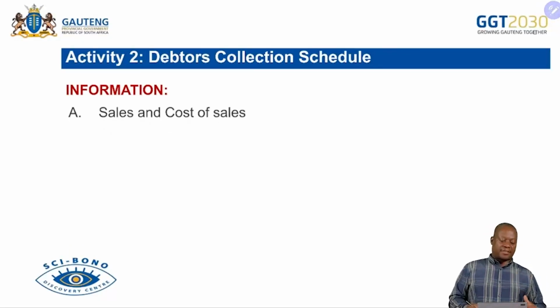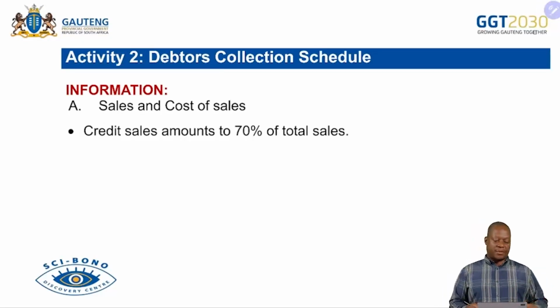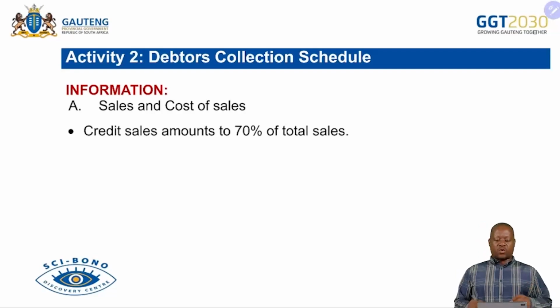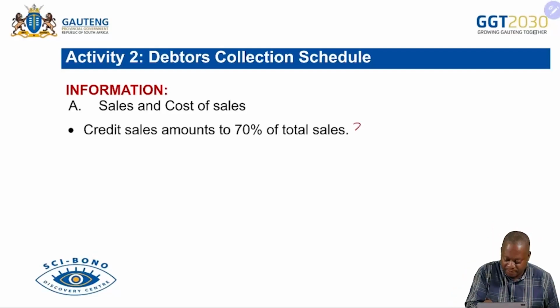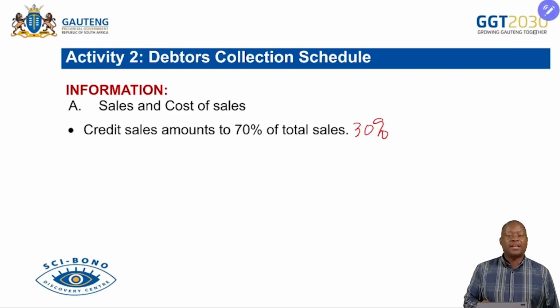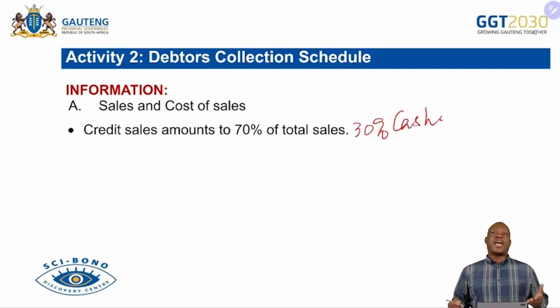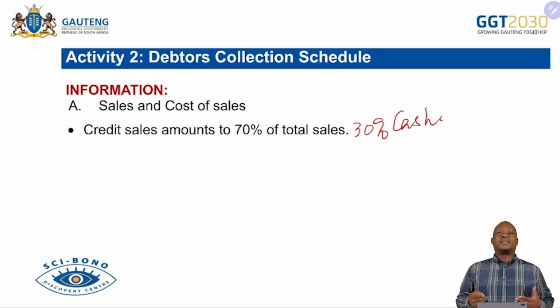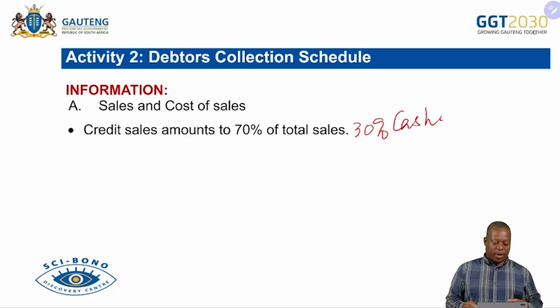Now, the information says, when it comes to sales and cost of sales, credit sales amounts to 70% of total sales. Now, what are they saying silently? They are also saying the rest is cash. So what percentage is cash? Let's check. If 70 is credit, then I can simply say 30% is cash. Now, that is information that you are supposed to give now to the examiner. Like the examiner expects you to be able to deduce that information for whatever you are doing to make sense.